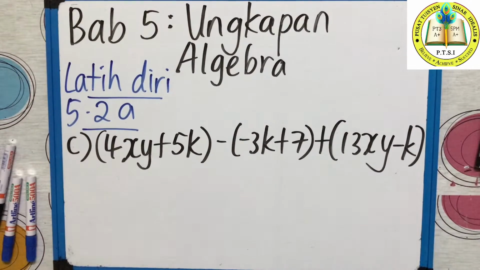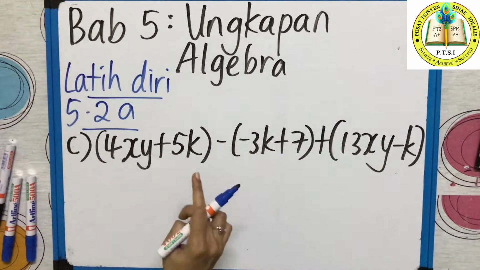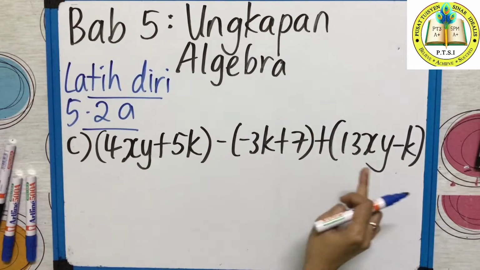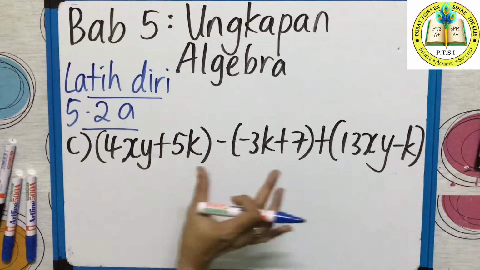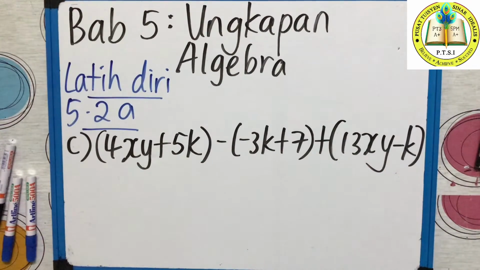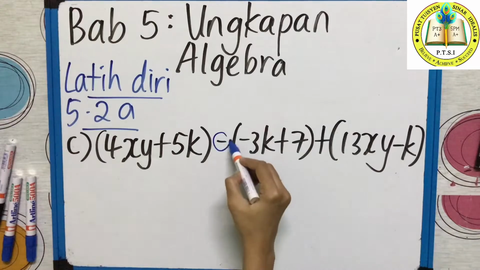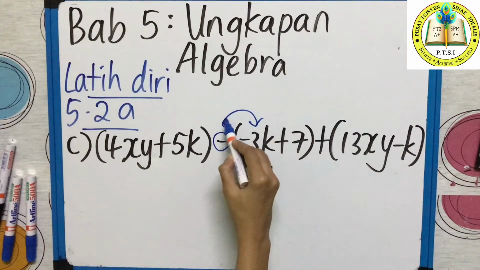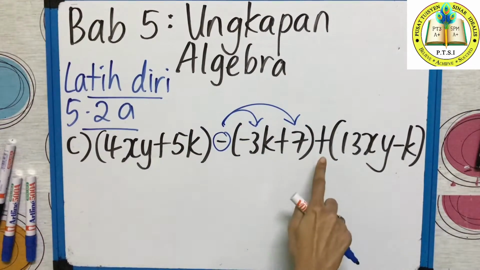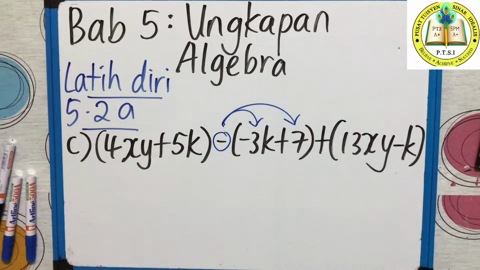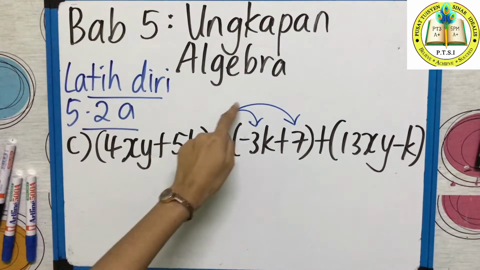We discuss it now. Okay, yang ini adalah 4xy plus 5k, negative 3k plus 7, and this one 13xy minus k, all in bracket. Now, what must be your first step, class? Jalan kerja yang pertama, apa? This negative, kamu mesti kembangkan. If got plus, teacher already told you in the before video, no need to do anything. Plus is just plus. Tapi kalau ada tolak, kamu mesti kembangkan.